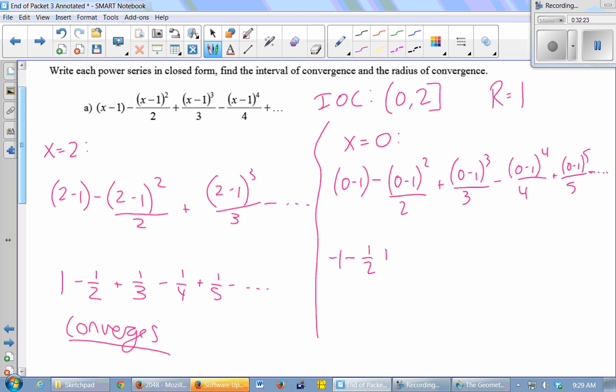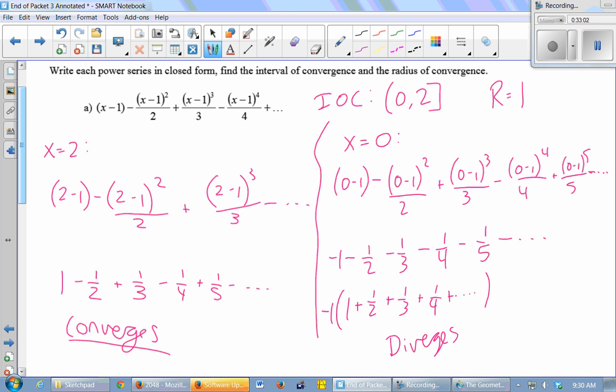And then I have an addition sign, but I'm cubing negative 1, so that actually becomes negative 1/3. And then I have a subtraction sign, and when I raise that to the fourth, I get 1/4, and I have minus a fifth. Does this series converge? It doesn't. I could factor out a negative 1 and I'd have 1 plus a half plus a third, and that's the harmonic series, which we know diverges.